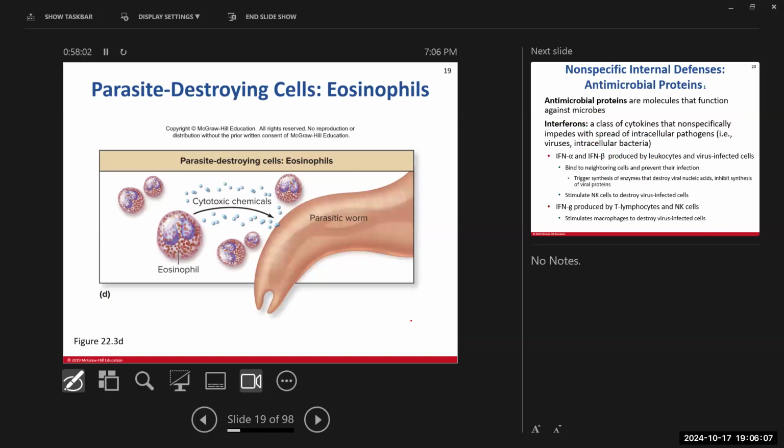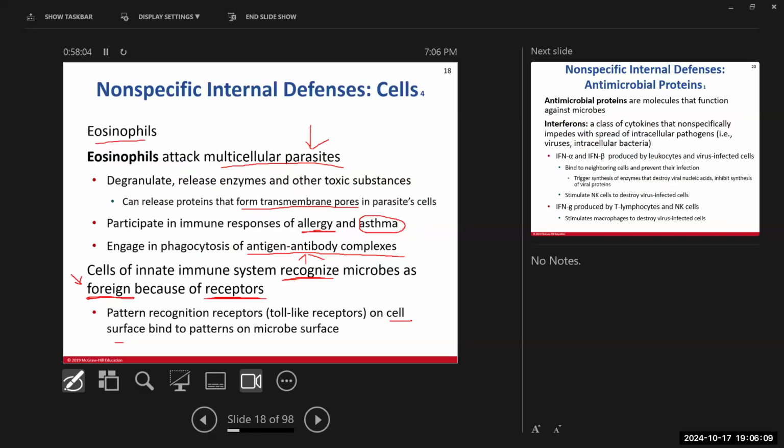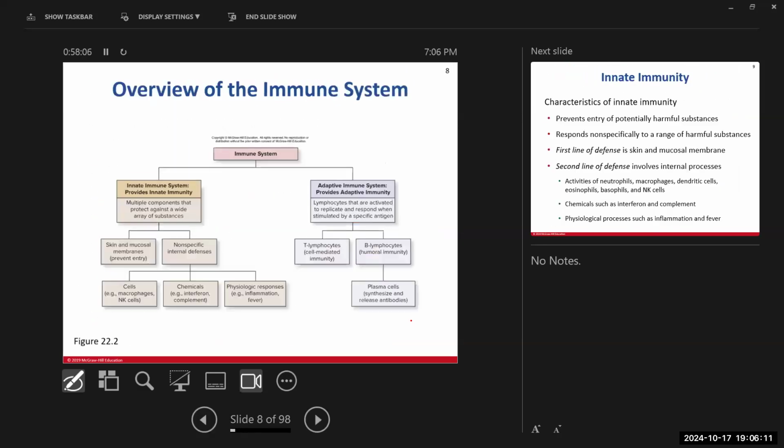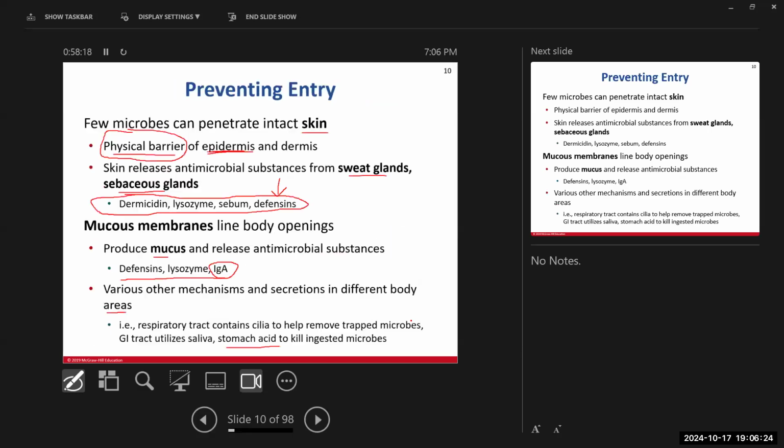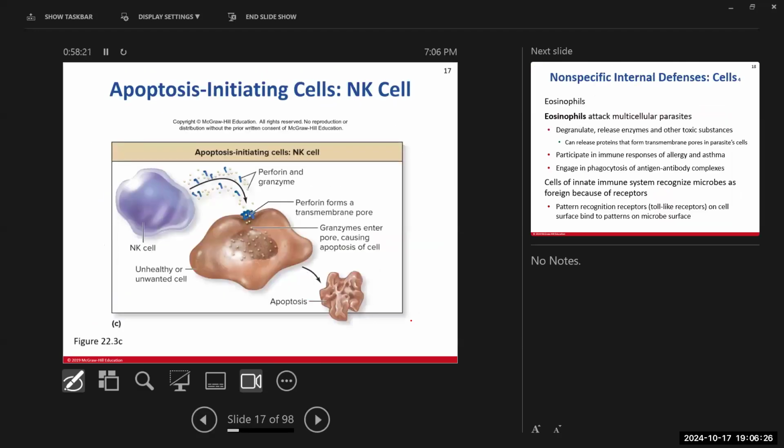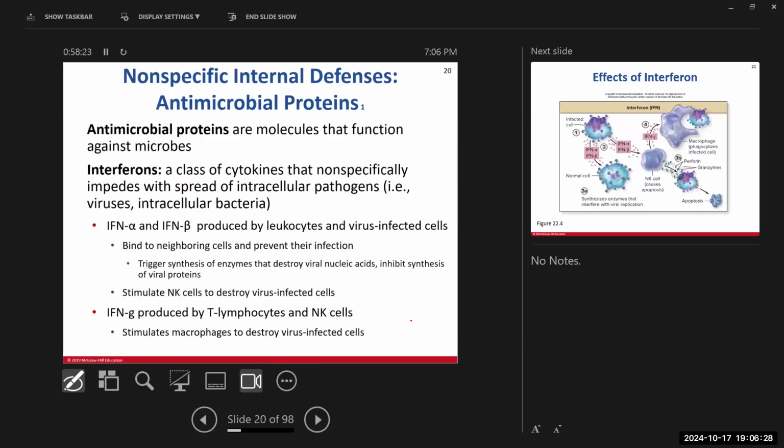All right, let's move on now past the cells. I'm going to go back several slides here. I want to show you our progress. So we're done with the cells. We're almost done with innate. Now we're going to move on to the chemicals and then our physiological responses. I feel like innate immunity is a lot easier than the adaptive, but you tell me after we're done with this chapter if you agree with me.